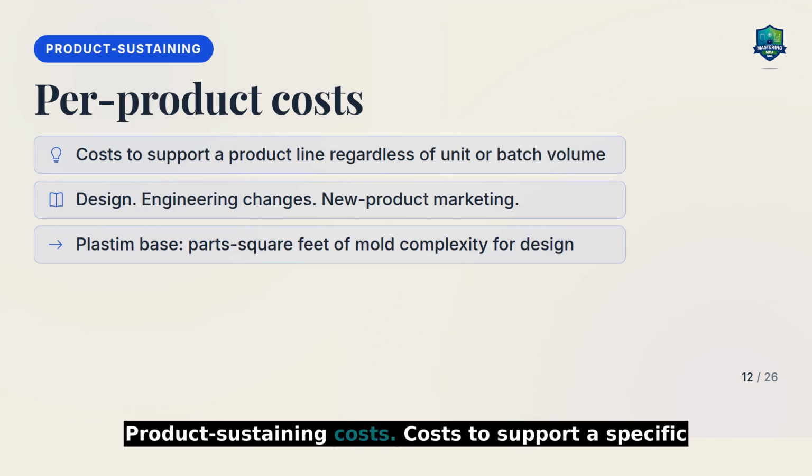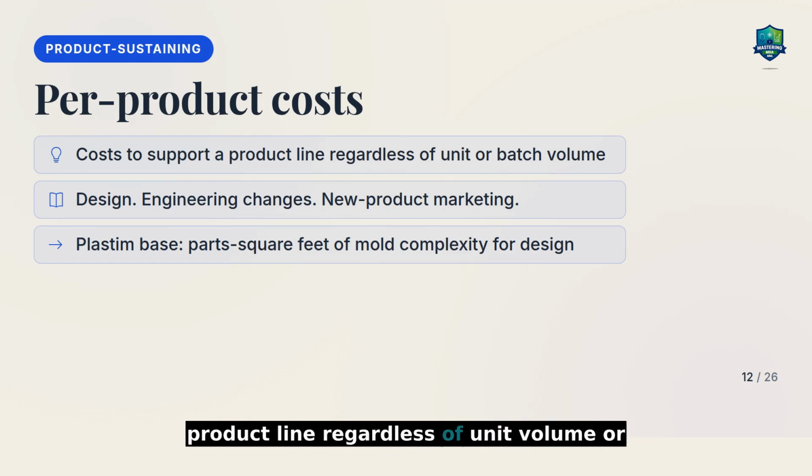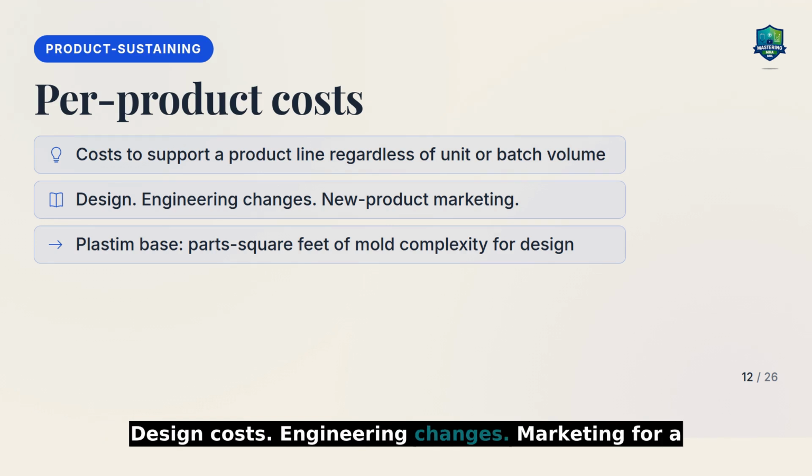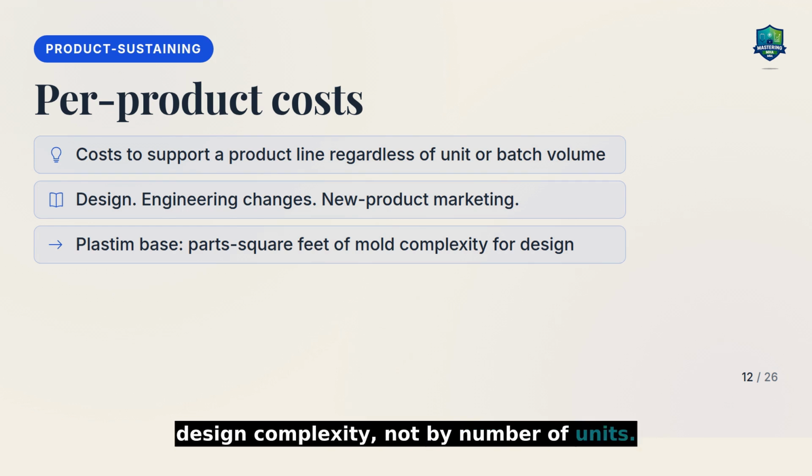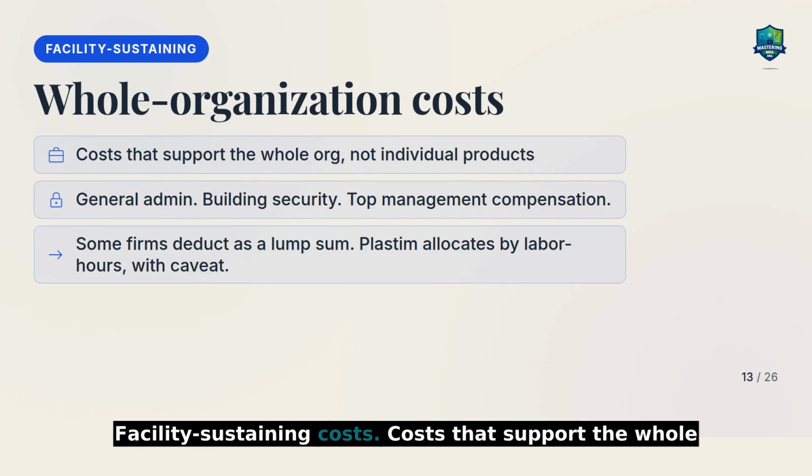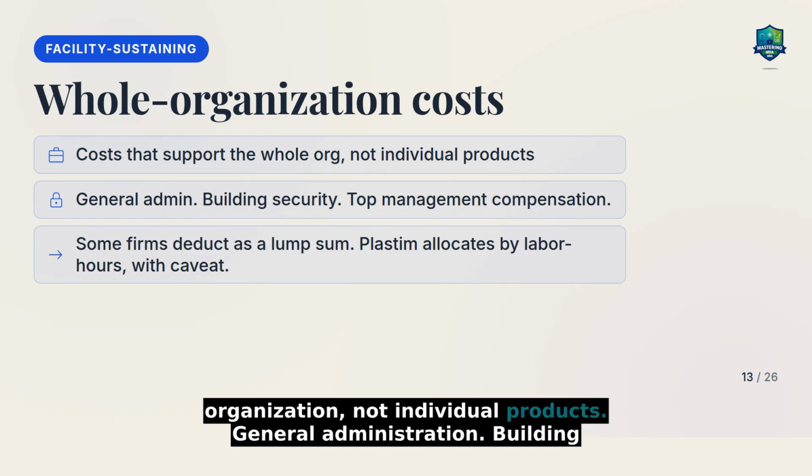Product sustaining costs, costs to support a specific product line regardless of unit volume or batch count. Design costs, engineering changes, marketing for a new product launch. At Plastim, design costs are allocated by part square feet of mold, a measure of design complexity, not by number of units. Facility sustaining costs, costs that support the whole organization, not individual products.